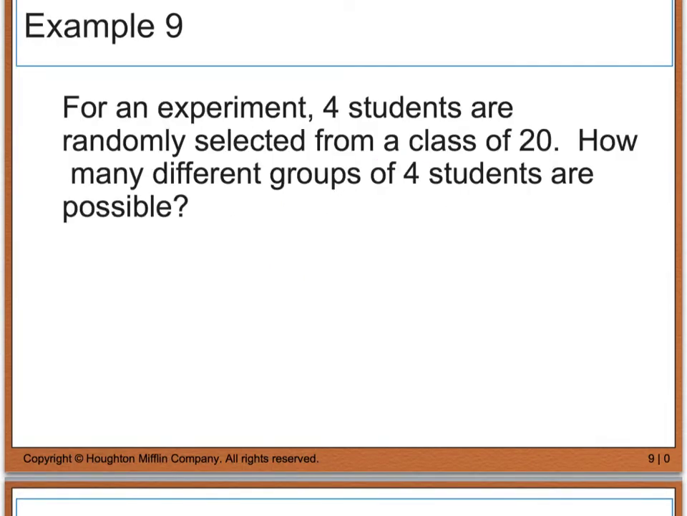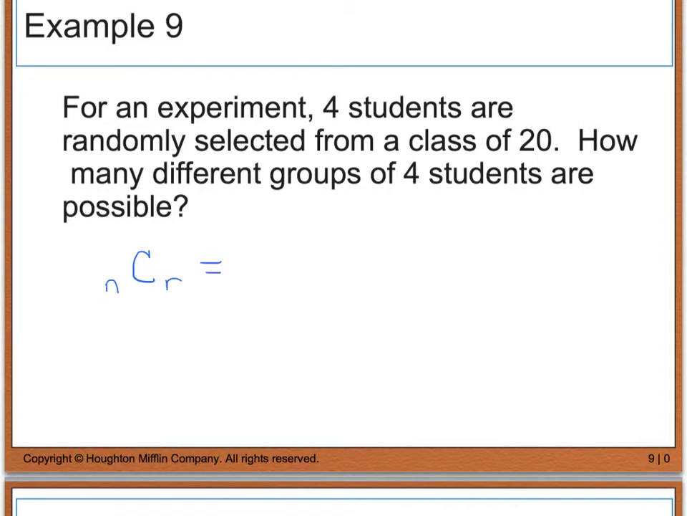So for example 9, it says, for an experiment, 4 students are randomly selected from a class of 20. How many different groups of 4 students are possible? We're going to ask ourselves right away, does the order of the students matter? In this case, it doesn't. Because it does not matter, I know that I'm going to use combinations. To use combinations, the only other things I need are the number of my total sample and how many positions I'm looking to pull from that sample.